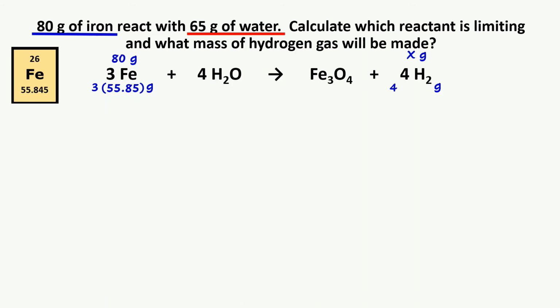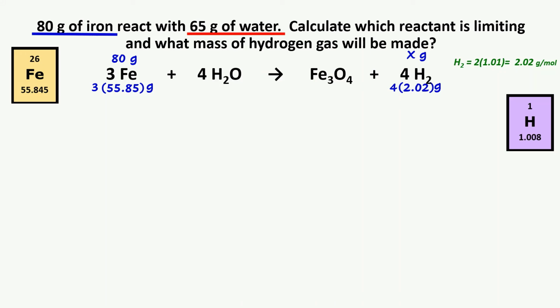Going over to the product side, again, we're going to bring down the coefficient. We need to multiply by the molar mass of H2. So the mass of hydrogen rounded to the hundredths place is 1.01, and we're going to multiply it by 2 because there's a subscripted 2 in the formula. So the molar mass of H2 is 2.02 grams.